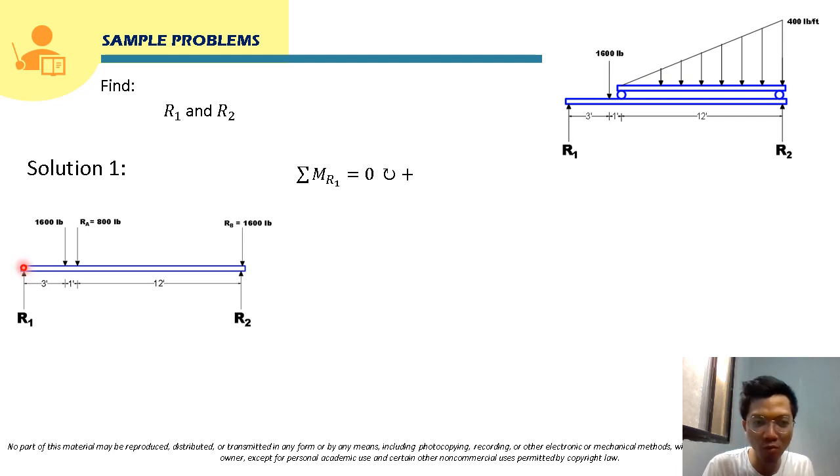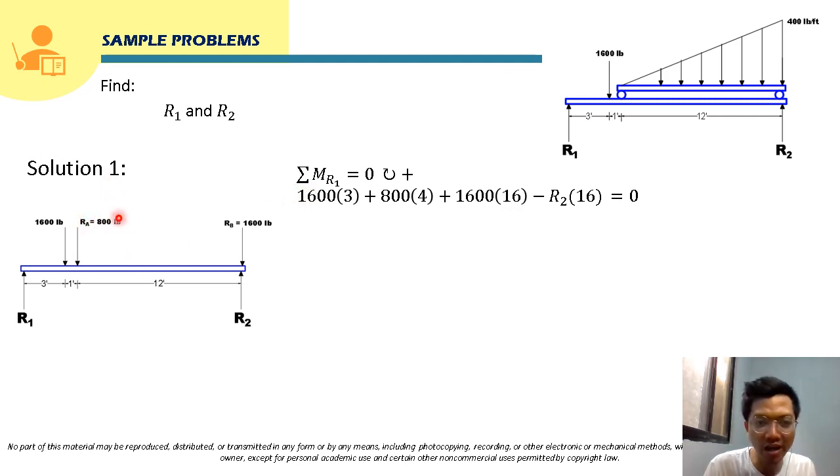Now we will take moment here, at this point. R1 will have no moment since it will pass through this point. And the moment of the 1,600 pound force will be 1,600 times 3. Its rotation about this point is clockwise, that's why it will be positive here.